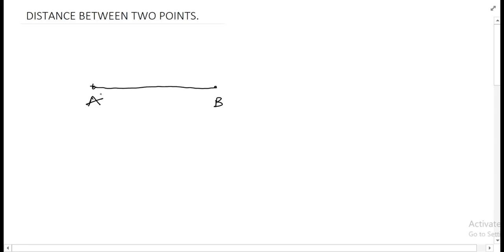So in this lesson we'll be looking at how to calculate the distance between point A and point B, given that point A has coordinate x1, y1 and point B has coordinate x2 and then y2. Alright, so we start by representing this on a plane.